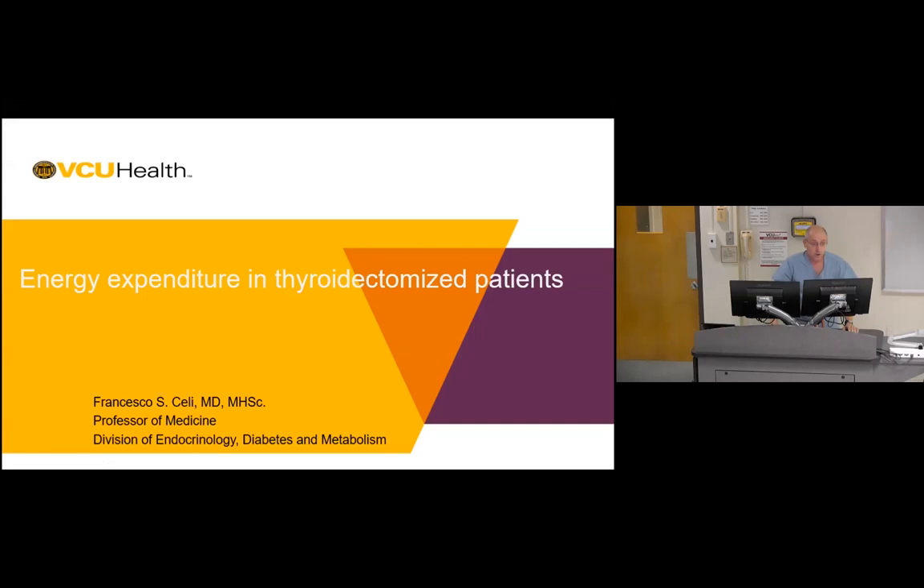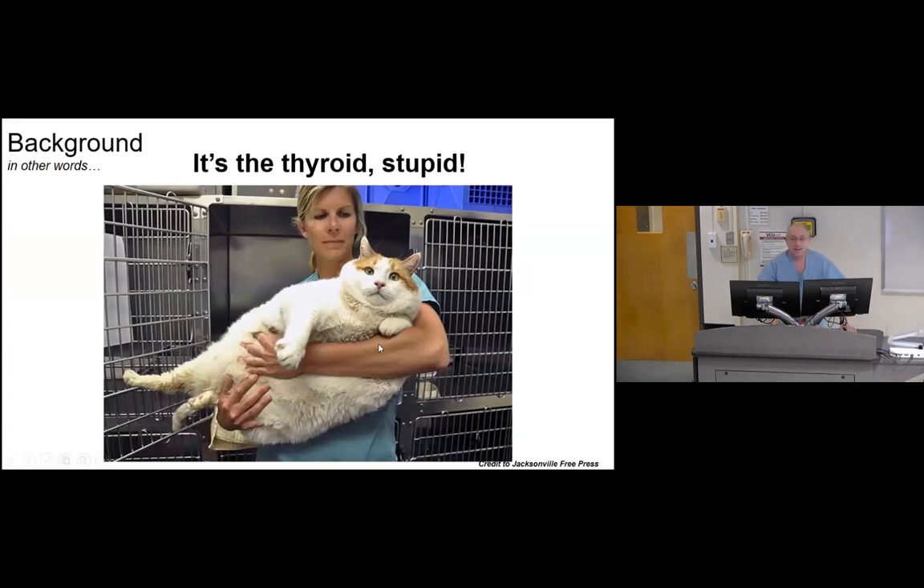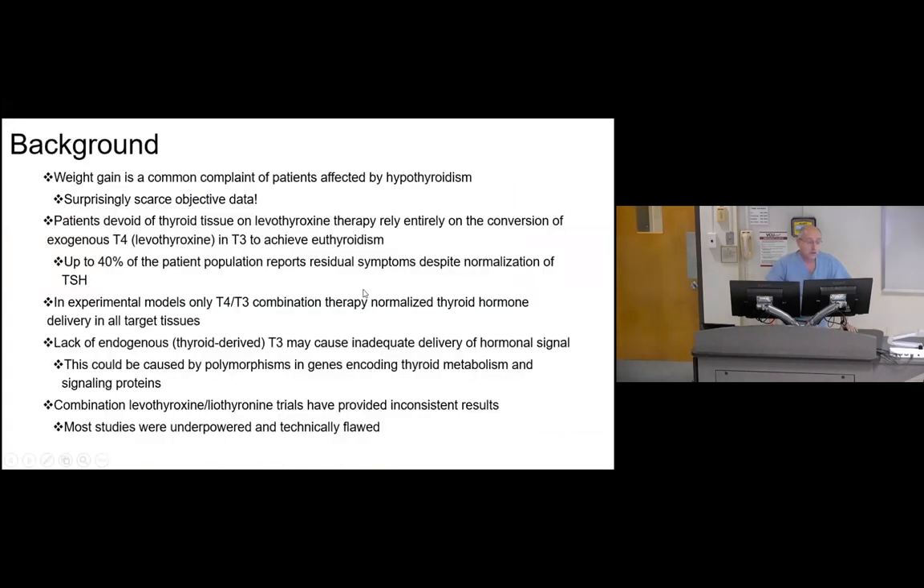For whoever has attended an endocrine clinic, when a patient comes for evaluation of weight gain, the first question is the thyroid. And this is a red herring for all intents and purposes. Actually, it's really important, at least from the standpoint of patients with thyroid disease. Weight gain is a common complaint in patients affected by hypothyroidism. Surprisingly, there is very little objective data, so we really don't know much about what the weight trajectory is and what the weight gain is.